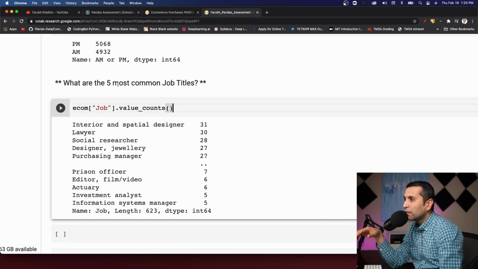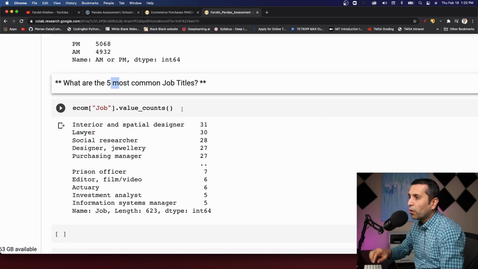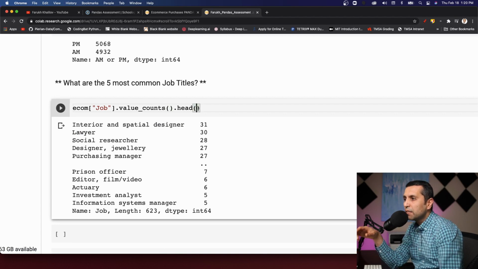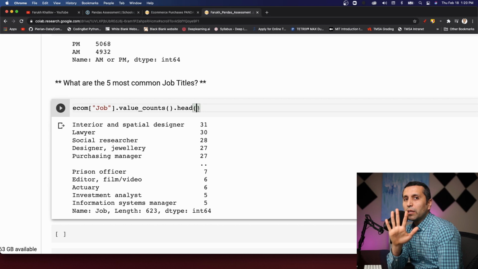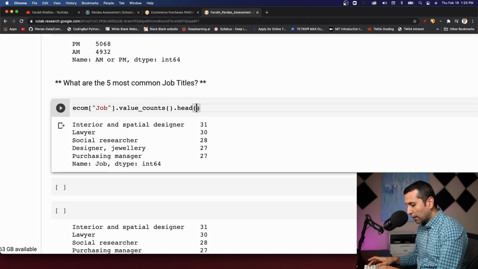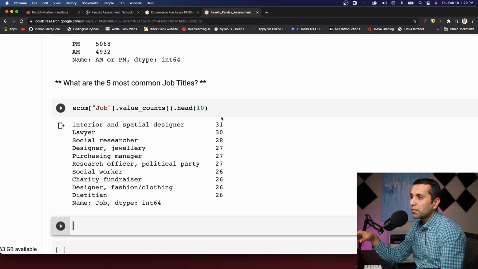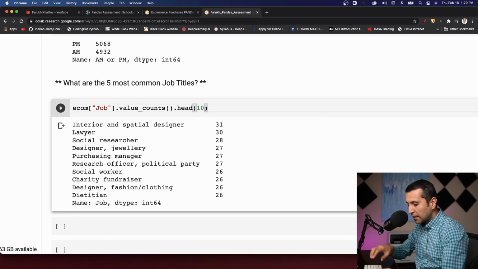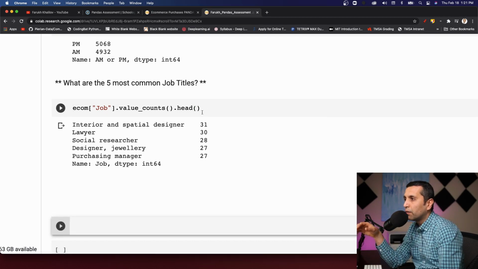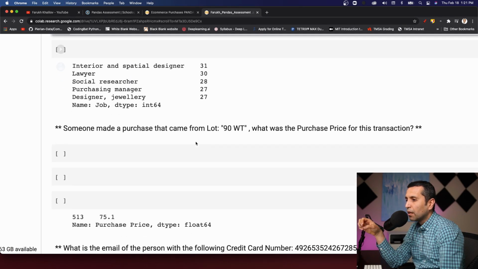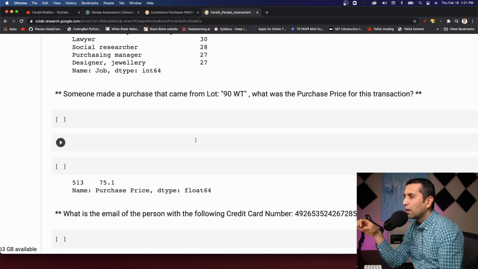But they're asking for the 5 most common jobs. What we can use is head. If I do not specify anything inside, by default it will bring me the top 5. So that is 5. If you want to get more, let's imagine you want 10, you need to specify how many you want to see. But by default, it will bring only 5. Okay, so let's go to the next one.